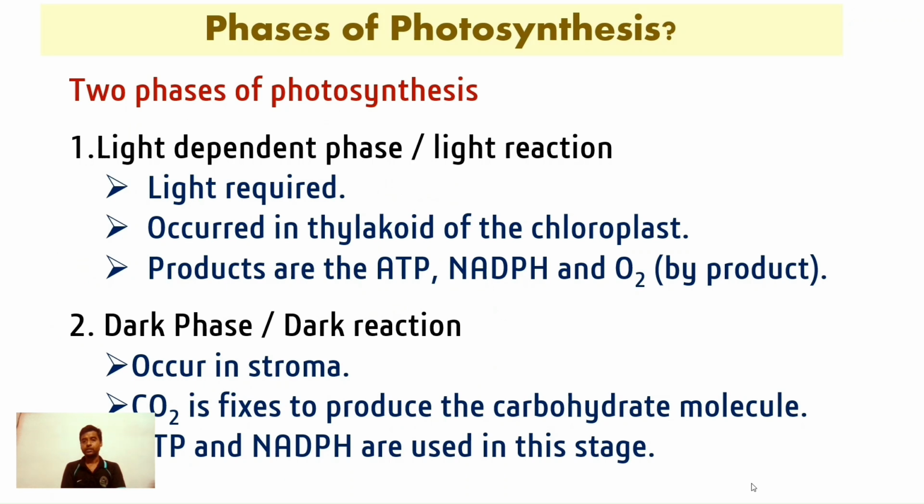There are two phases of photosynthesis. Number one is the light dependent phase, where light is a must, and number two is the dark phase or dark reaction. Dark phase does not mean the reaction occurs in dark conditions. It means there is no requirement of light. The light reaction occurs in the thylakoid of the chloroplast, whereas the dark reaction occurs in the stroma of the chloroplast. Here CO2 is fixed and ATP and NADPH are produced, which are further utilized in the dark reaction.